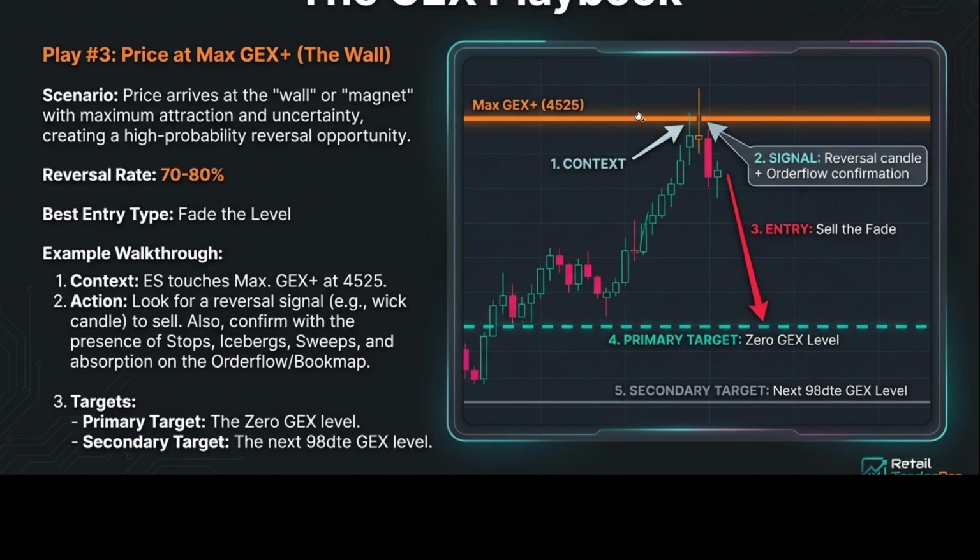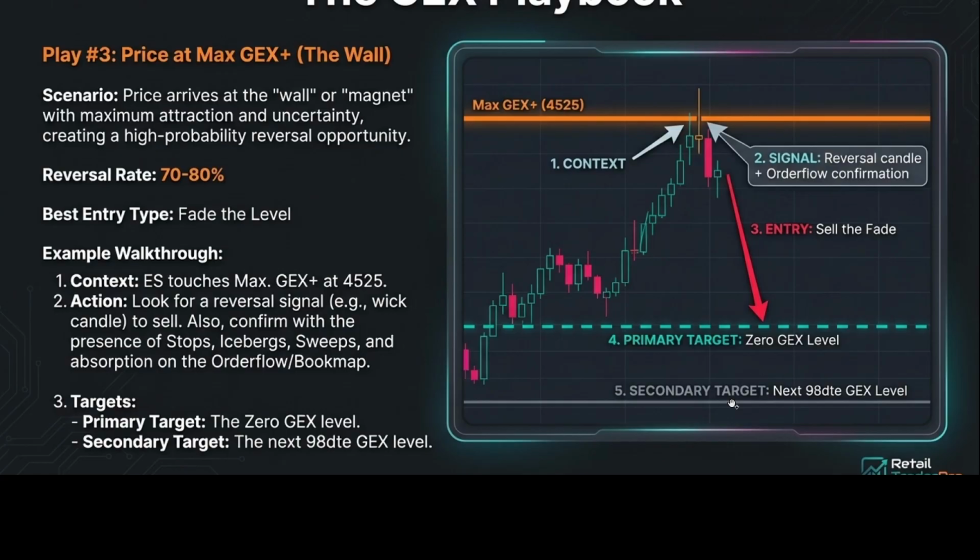For example, ES touched the max Gex level at the 4525 level, and you look for a reversal sign, for example a weak candle to sell. Also confirm with the presence of stops, iceberg sweeps, absorption and the order flow footprint. The primary target is the 0 Gex level. Remember that this is our pivot of the Gex ladders. The secondary target is the next 98 DTE Gex level.